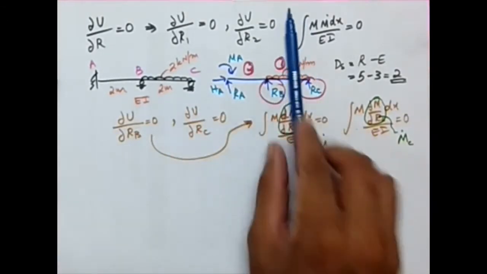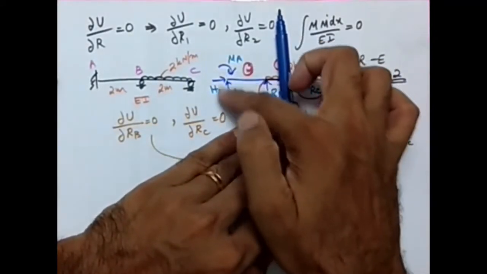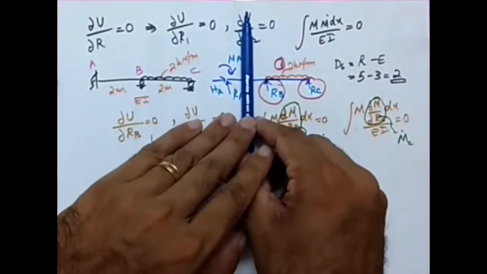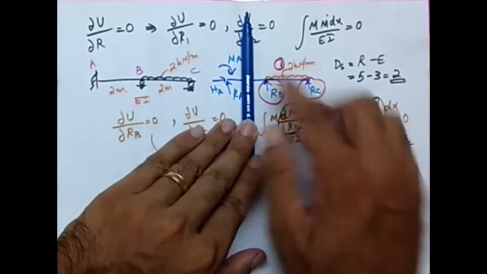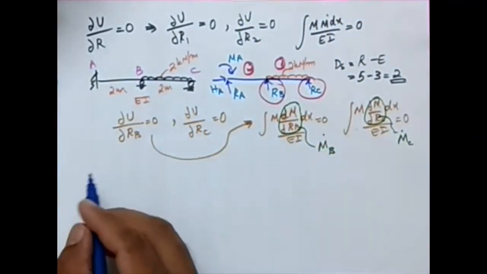So if I'm taking a section here, I'll be looking to the right. So these equations are not needed. These values are not needed. If I'm taking a section in segment 2, then also I'm going to look to the right. So these values are not needed. Hence, we can directly start writing the table.